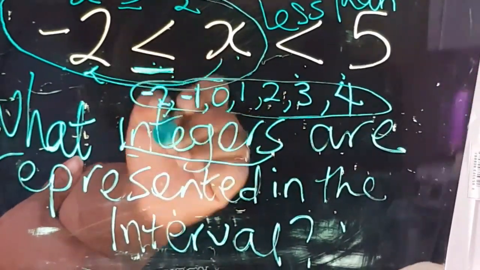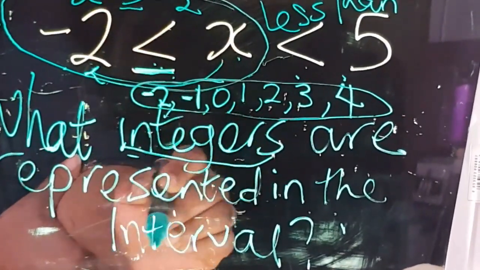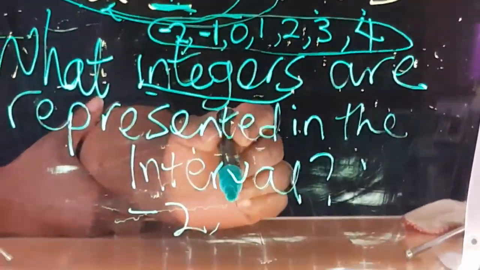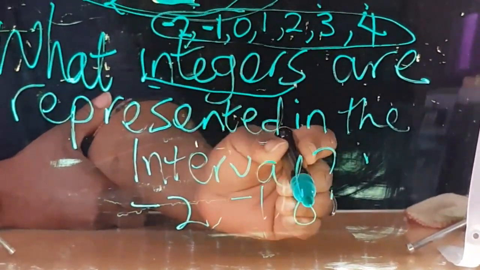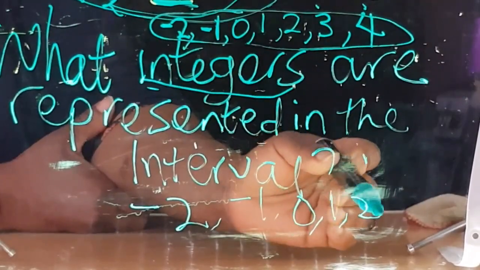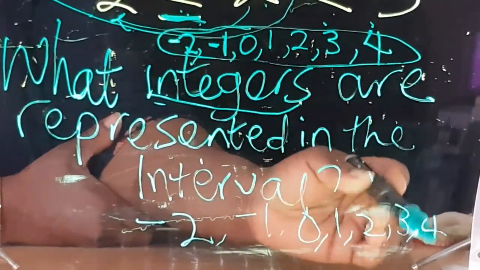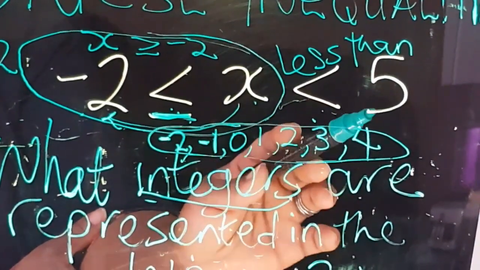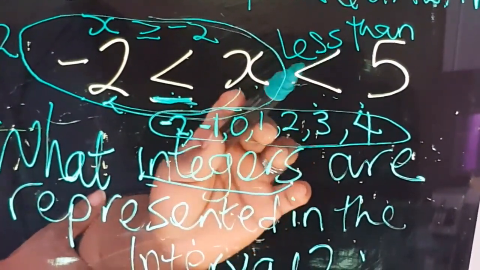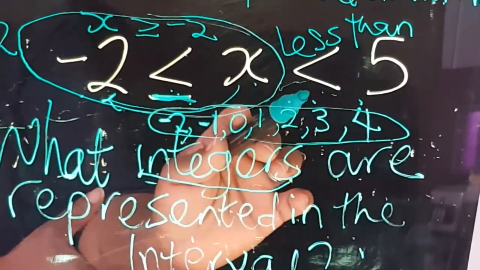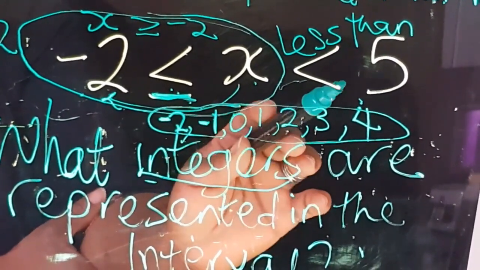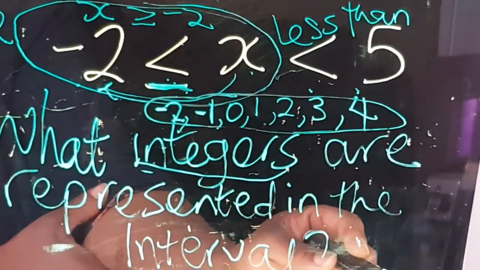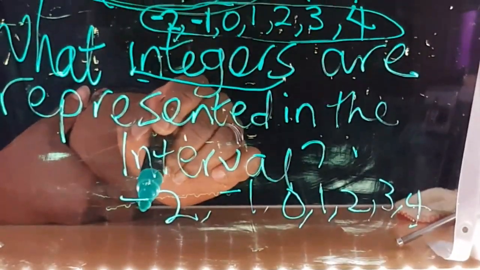So if I write that out properly, we should have -2 because of that bar, -1, 0, 1, 2, 3, and 4. Remember, if there was a bar underneath this, we would have included the 5 because it would have meant that it says less than or equal to 5. But it doesn't have a bar underneath it, so we can't include the 5. So less than 5, that's 4. So we're going to stop at 4 and stop at -2 on this side.